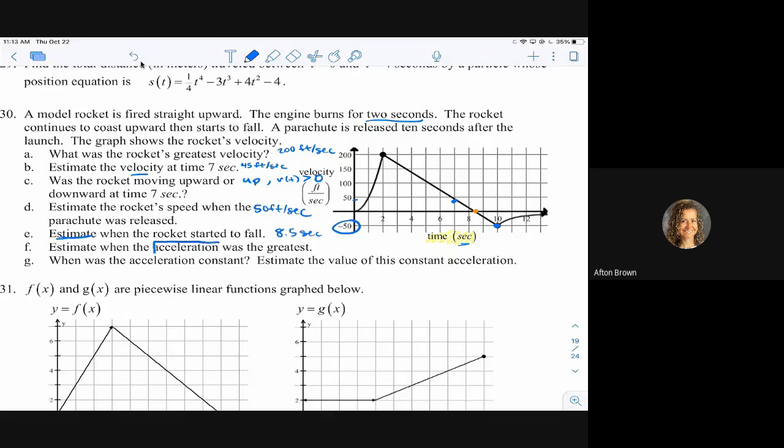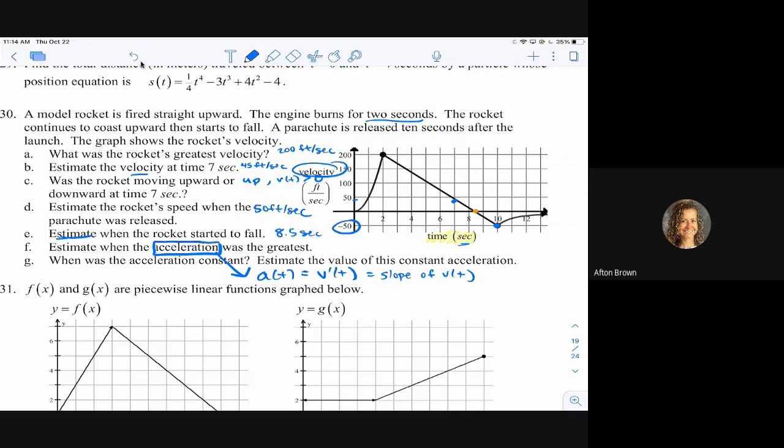Okay, estimate when acceleration was the greatest. Think for a second, we want acceleration, but we have velocity. How is acceleration defined? Derivative of velocity. Pretty all right with that? We know acceleration is the derivative. But looking at a graph, derivative is slope, so that's the slope of velocity. So if they're asking when acceleration is the greatest, we are looking for when the velocity graph has the steepest slope. It would have to be a positive slope. Where does it have the steepest positive slope?